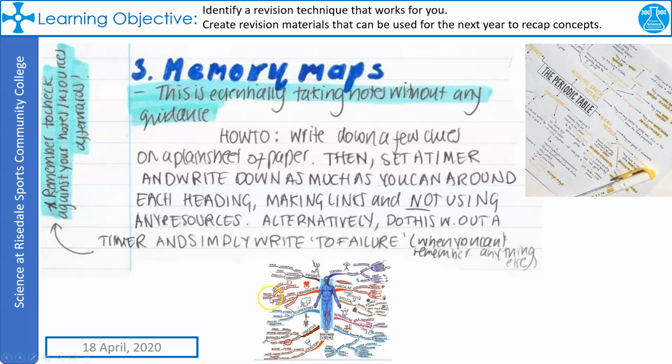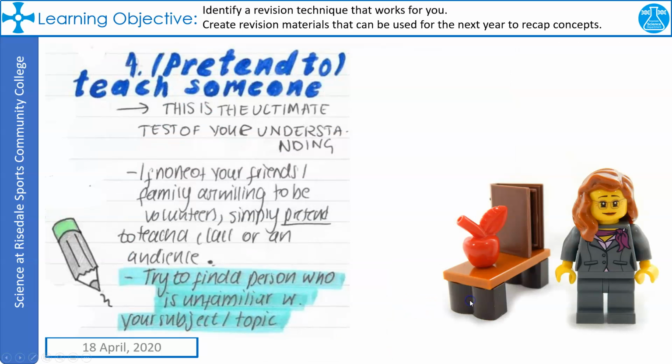Or if you're more artistic, you might be into mind mapping. So I have put another video about mind mapping and concept mapping onto your Google Classroom for you. This helps you link information together, pick out the important things, and summarize a topic in a visual way if you're more of a visual learner.